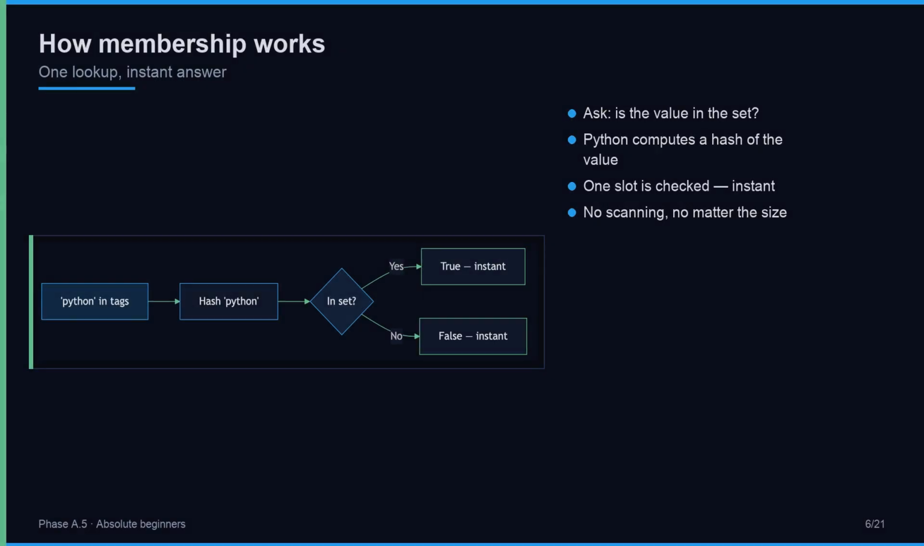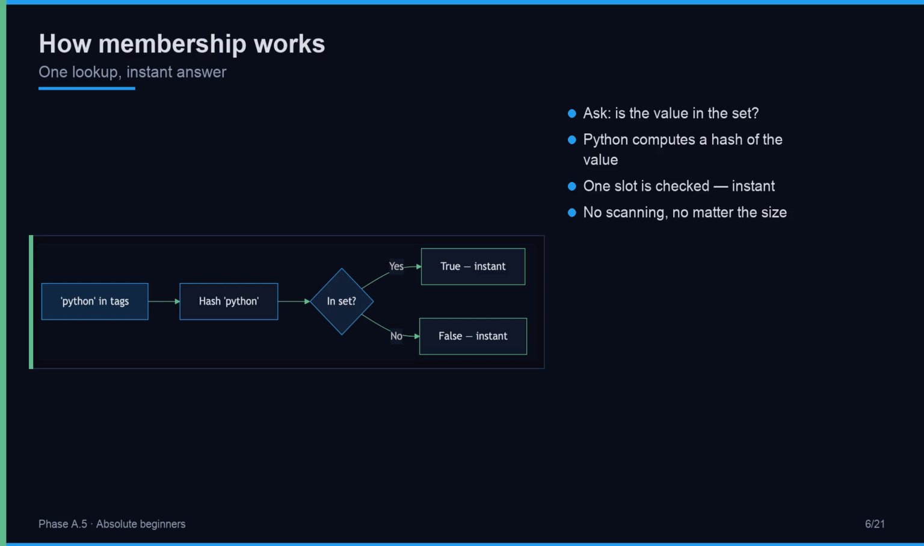Here is what happens when you ask membership. You say, is Python in tags? Python does not scan the set item by item. Instead it computes a fixed fingerprint of the value, a hash, and checks one specific slot. Either the slot is filled, or it is not. One lookup, one answer, no matter how large the set grows. That is why sets feel instant even with thousands of items. This is the deep reason sets exist, to answer belonging in constant time.